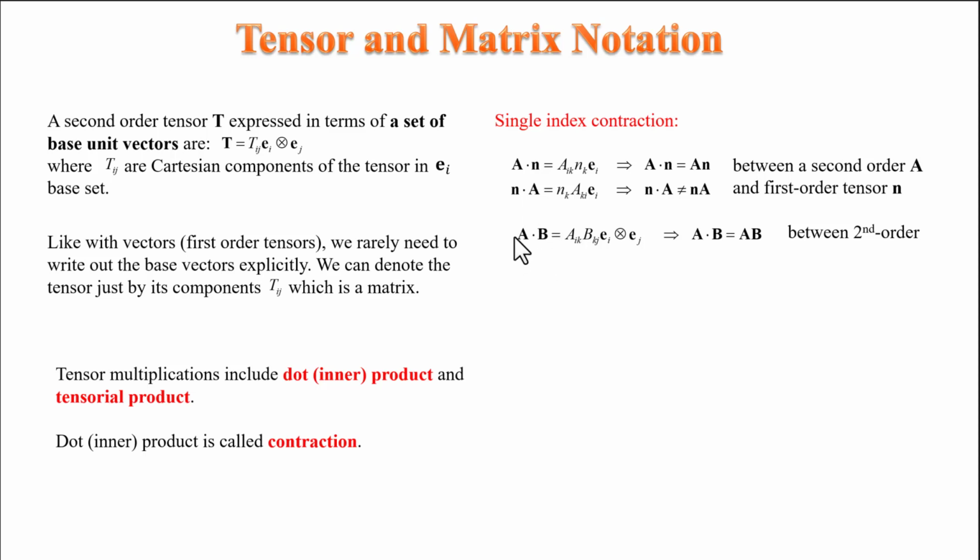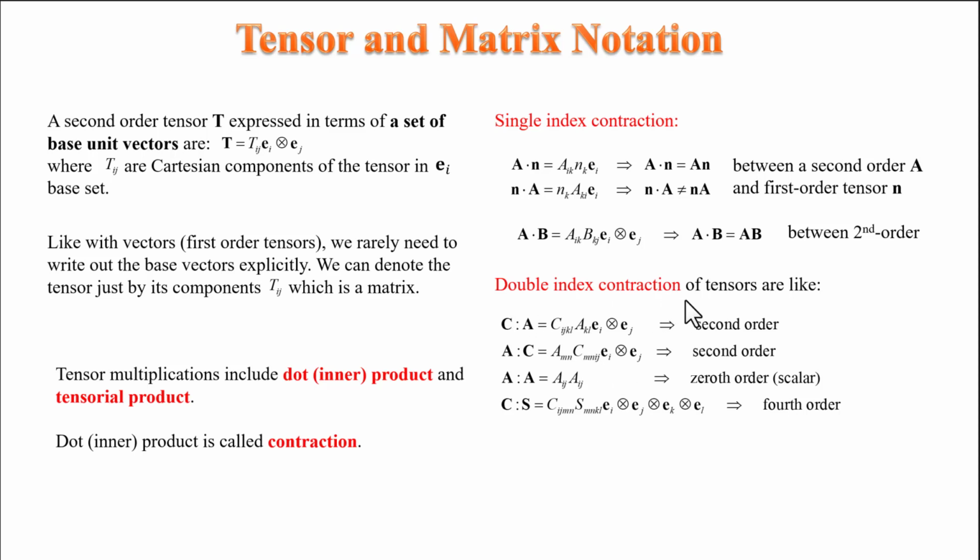Note, A dot n is not the same as n dot A. The single index contraction between two second-order tensors A and B is this. They produce a new second-order tensor. The Cartesian components are A_ik B_kj. K is the dummy index.